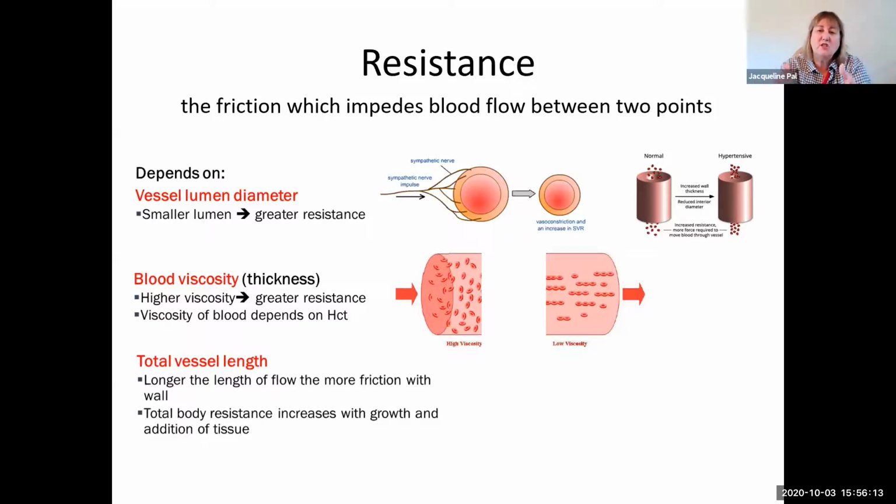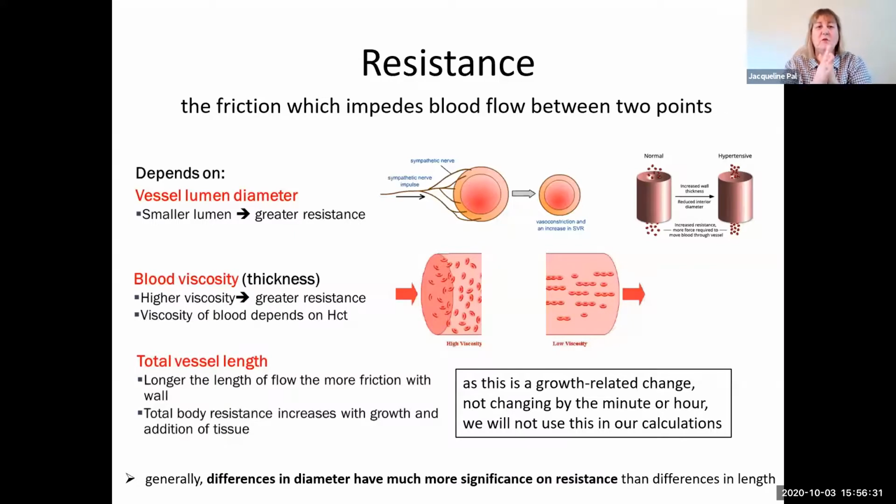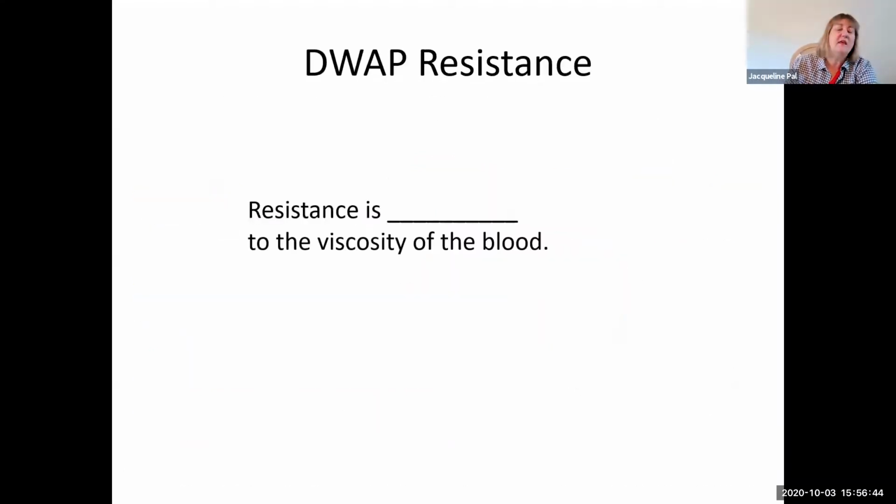Now, when we're doing measurements on a person in a clinical scenario, obviously they're not growing during that part of the day, so we are not going to consider the total vessel length in our calculations, although it is a factor. Generally, looking at diameter versus viscosity, the diameter change has a much more significant influence on resistance than the viscosity does. So here's a question, pause it, and see if you can figure out the answer before you continue on.